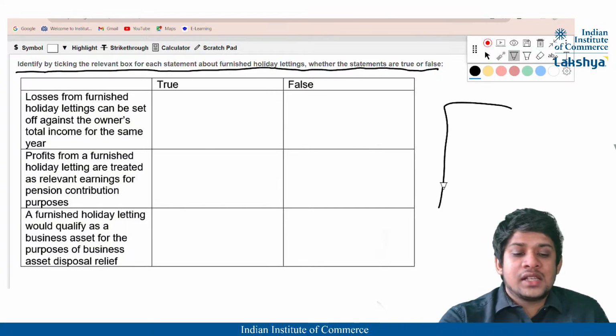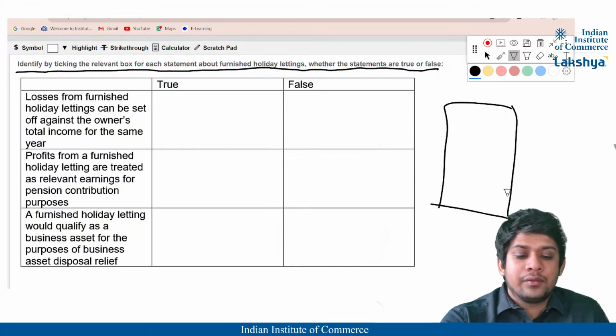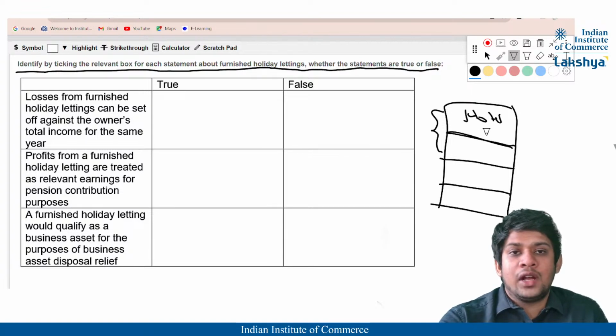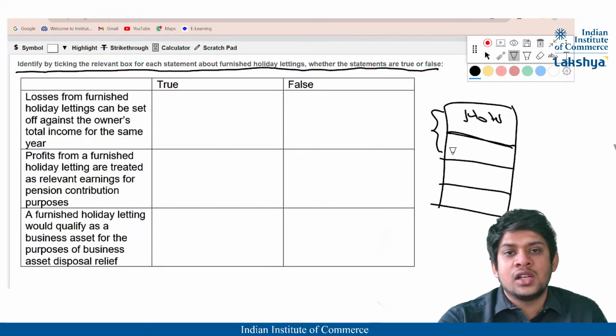Or maybe I could give you an example. I had a building, a 4 floor building. Maybe I did not want the top 2 floors, so I've converted them into hotel rooms and I provide hotel rooms there. Obviously, these are furnished hotel rooms, and people come and stay for 1 day, 10 days, 12 days. So that is technically my furnished holiday lettings.